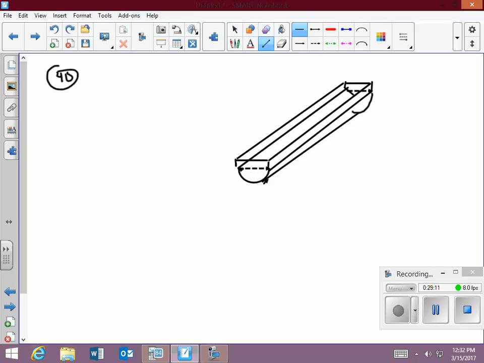I should have made it bigger. Let's see. From here to here, it's 4 inches, right? So before we go too far, we better convert it to feet. So that's what, 1/3 of a foot? I wonder if 1/3 is going to work. And then this is going to be 3/4 of an inch.